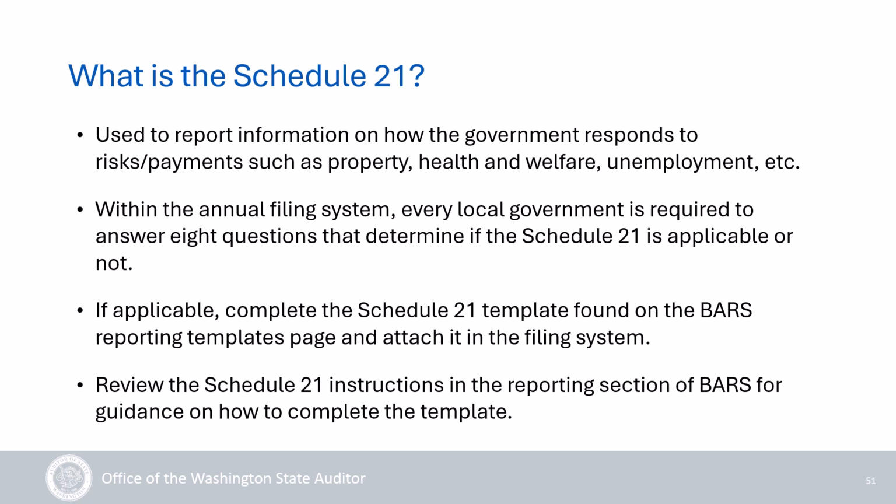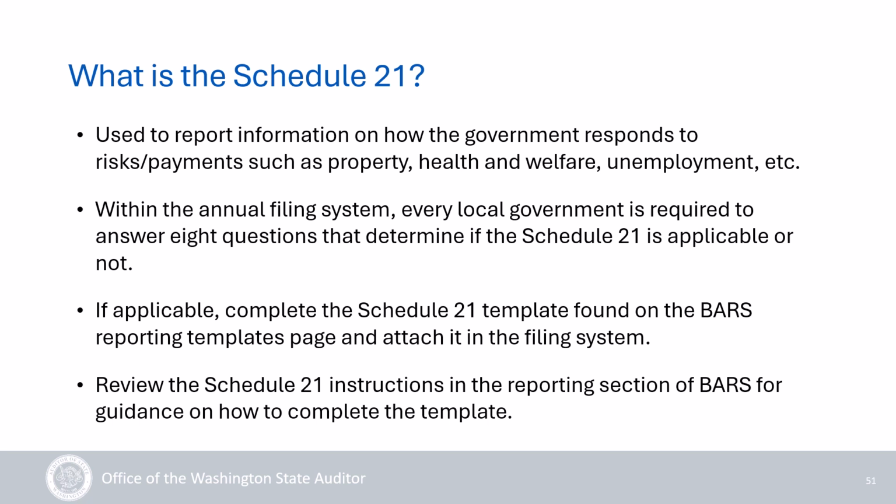Within the annual filing system, every local government is required to answer 5 questions about how they respond to these risks and liabilities, and the responses will determine if the full Schedule 21 form is required or not. Local governments may assume the risk, purchase insurance, become a member of a risk pool, self-insure these risks and liabilities, etc. If a government self-insures for any of the risks asked about in the 5 questions, it will be required to attach the full Schedule 21 form with additional information regarding any claims made in the reporting year.